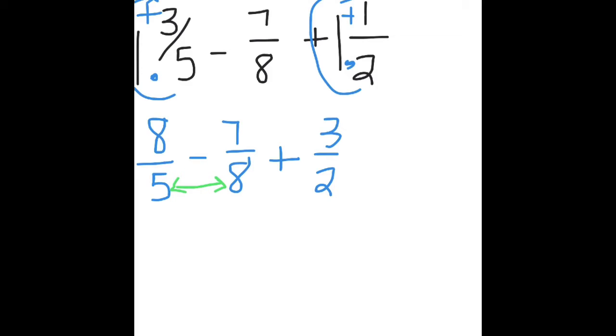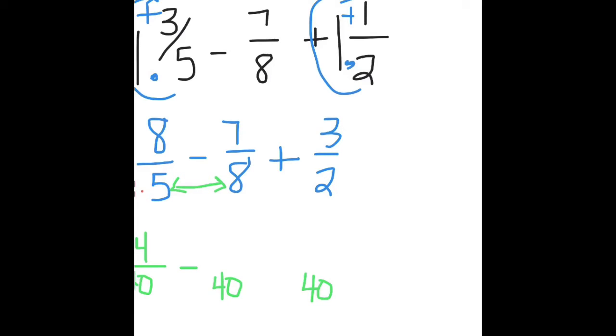So I'm going to take these first two fractions and I'm going to multiply these two numbers together. 5 times 8 is 40. So I'm going to let 40 be my new denominator. So let's see. I multiplied the 5 by 8 to get 40. Whatever I multiply the bottom by, I have to do to the top. So 8 times 8 is 64.